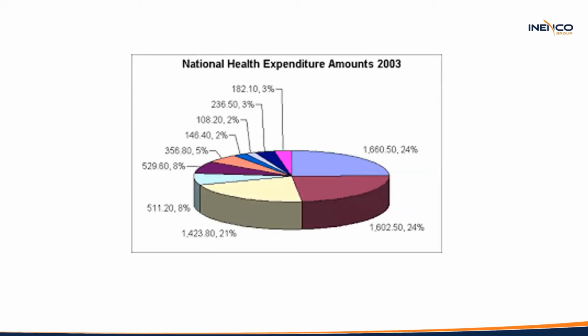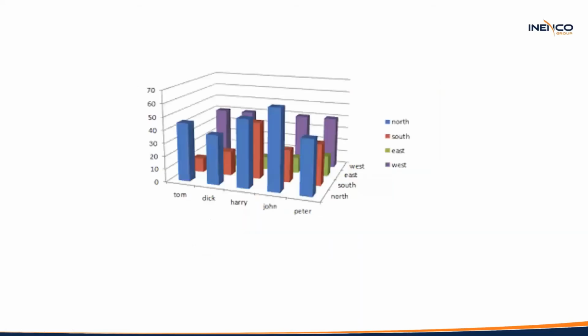Okay, so let's talk about this one. This again is a 3D one. Somebody has decided to put in a combo chart with north, south, east, west, and these Tom, Dick, and Harry data. And in this particular data, the west is hidden at the back. Do not use it. Don't use 3D stuff on 2D images.